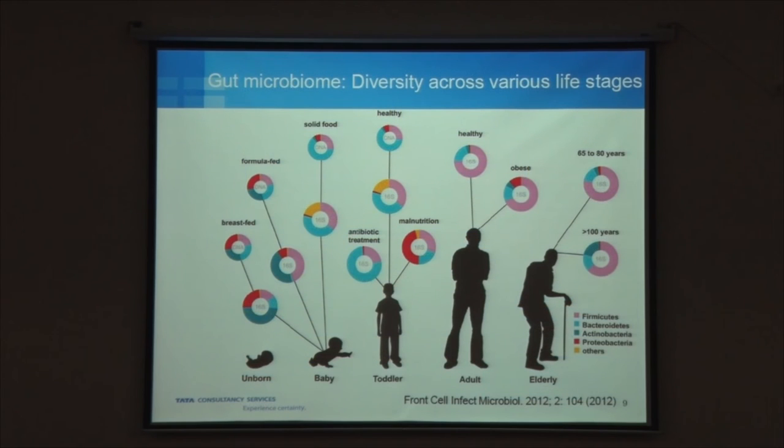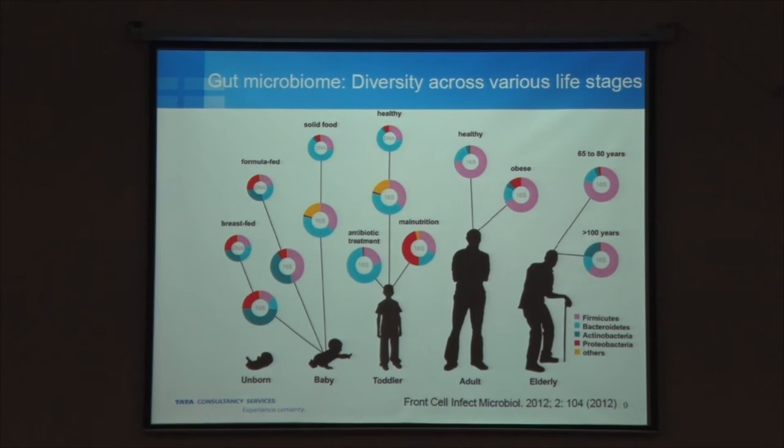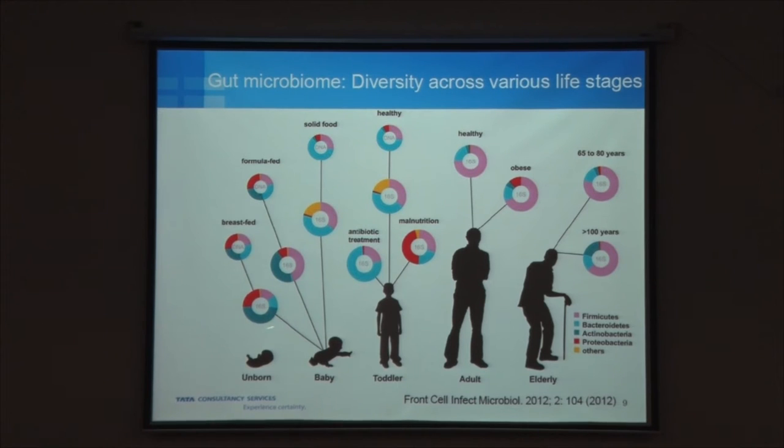Now I'll come back to the gut microbiome part which I started with. So this is just the gut microbiome. It has been shown that before the baby is born, there is no gut microbiome. The gut is sterile, basically. But when the baby is born, depending on whether the baby is born by C-section or normal, the gut microbiome differs, and that has been shown in the literature. If you forget about what the bacterial groups are which I have mentioned here, just notice the colors in these pie charts.